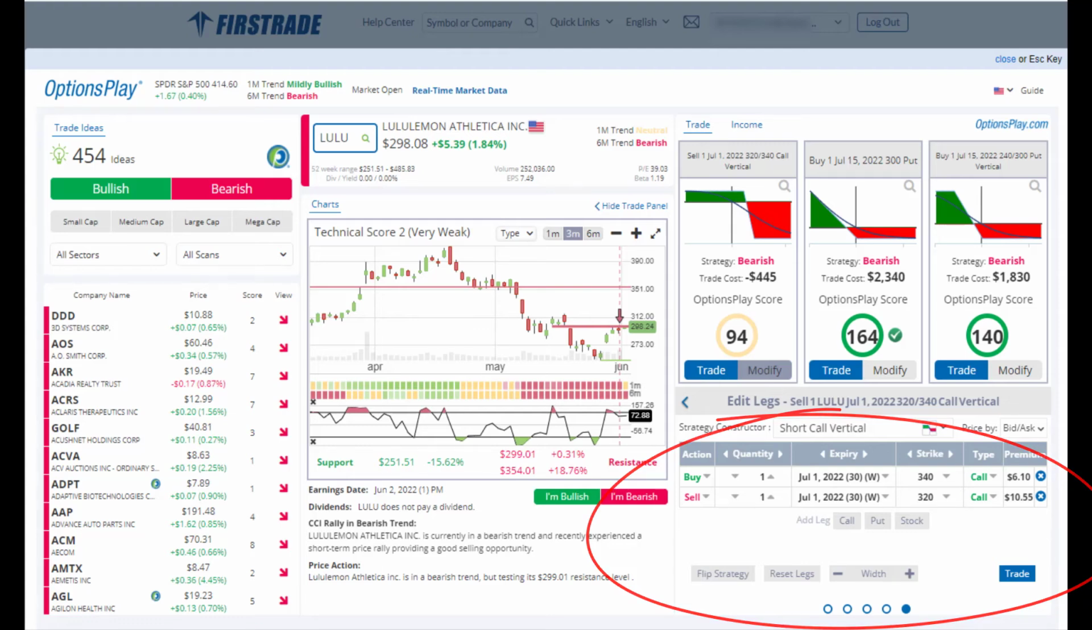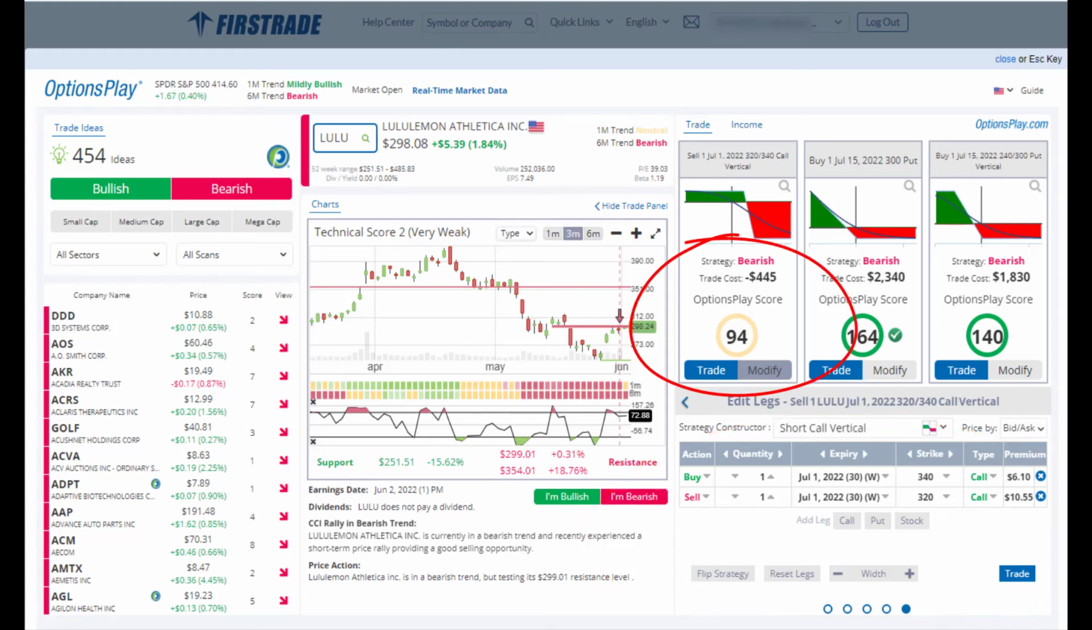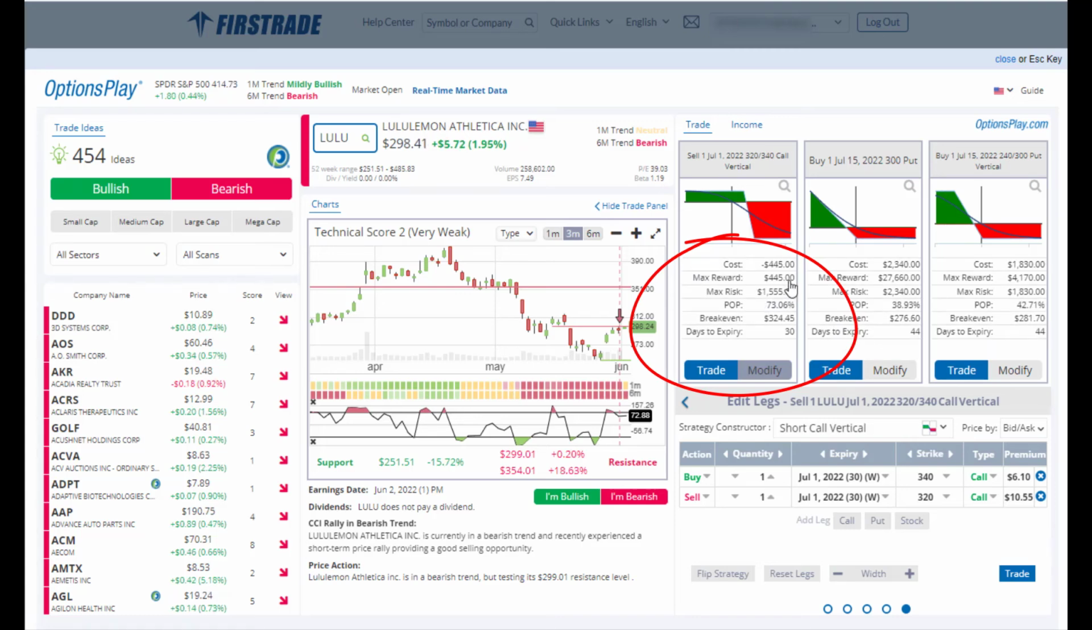Now don't forget the multiplier, of course. It's all by 100 because we're using stock options, and that gives us a return of $445. So a nice little trade there. And if we click on there we can see the max reward, 445. The max risk to this trade is $1,555, and the probability of the trade working 73%, and our break even $324 area with 30 days to expiry. So all the information is there for you.